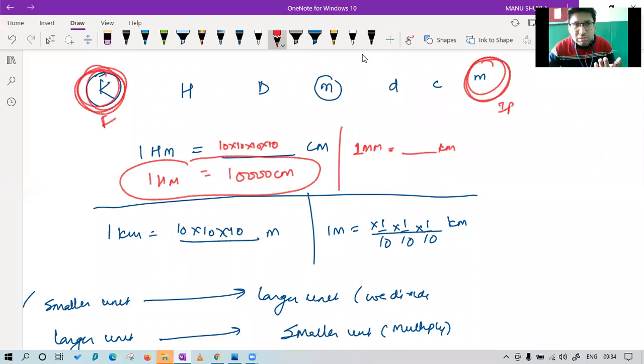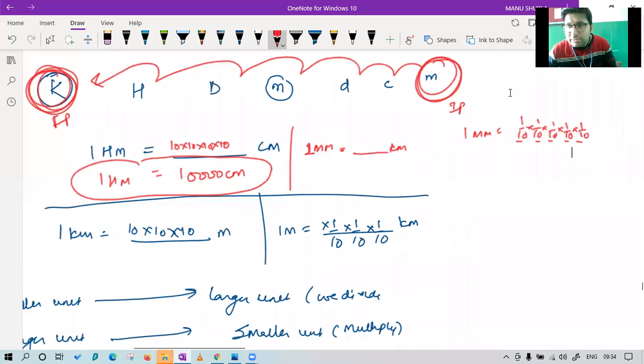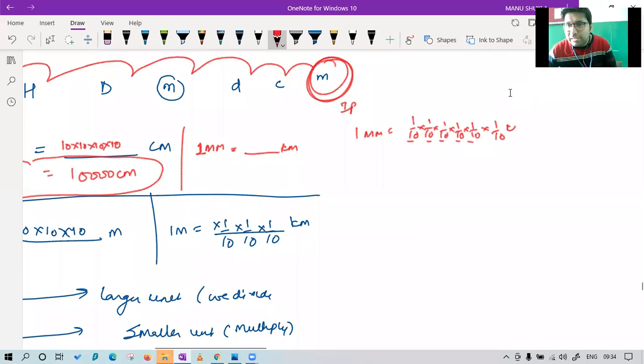Final point is kilometers. Now we are moving one place, 2 jumps, 3 jumps, 4 jumps, 5 jumps, and 6 jumps. So we have taken 6 jumps to the left. And we are going from a smaller unit to a larger unit. So we will divide by what? 1 upon 10, 6 times. Ashmit, 6 times, not 4 times, 6 times. Please see. So 1 millimeter is the same as 1 upon 10 into 1 upon 10 into 1 upon 10 into 1 upon 10 into 1 upon 10, 1, 2, 3, 4, 5, and the last is 6. This is the answer.